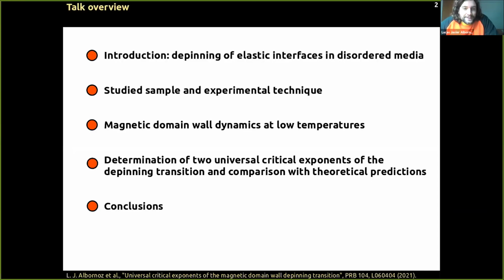I will start with an introduction on the depinning of elastic interfaces in disordered media. Then I will talk briefly about the studied sample and the experimental technique we use. Then I will show you some results on the magnetic domain wall dynamics at low temperatures and how we determine two universal critical exponents of the depinning transition, and a comparison with theoretical predictions for these exponents. Finally, I will conclude.